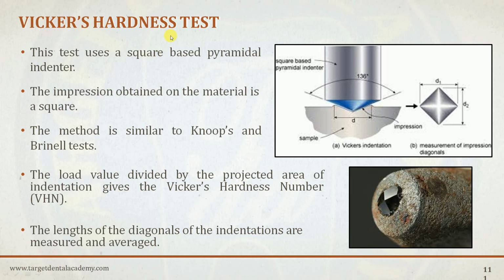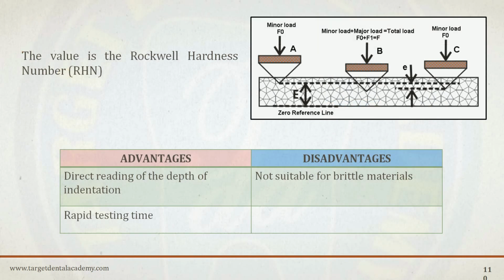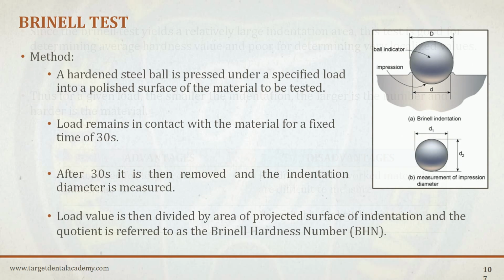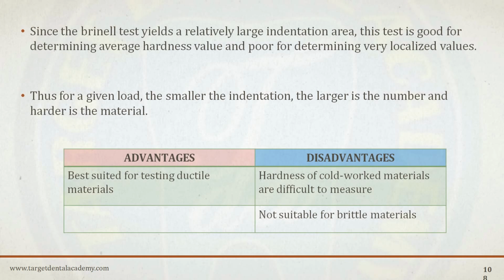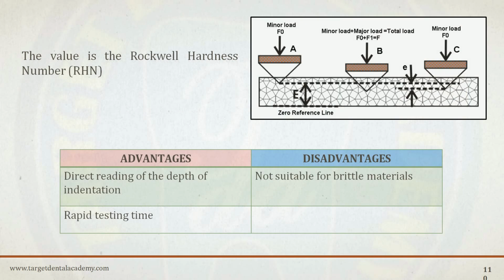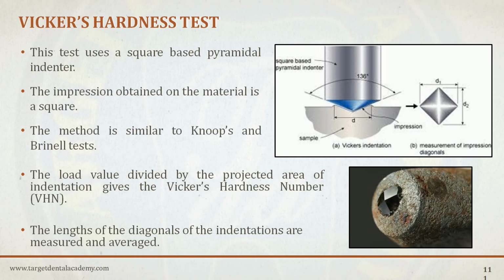Coming on to the Vickers hardness test. This test uses a square base pyramidal indenter. Number one, in the Brinell test, we are using a steel ball. In Rockwell hardness, we are using a conical diamond point, and in the Vickers test, we are using a square base pyramidal indenter.